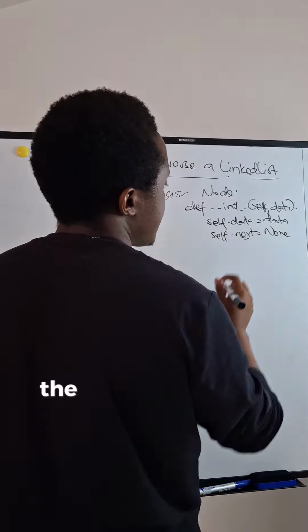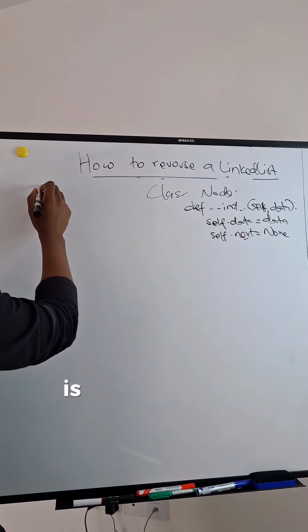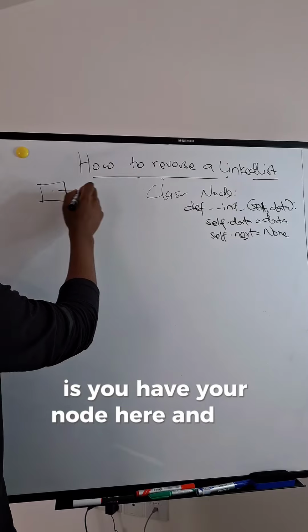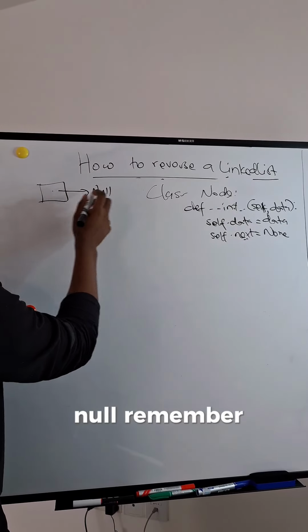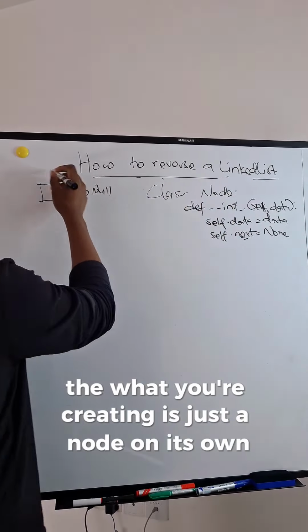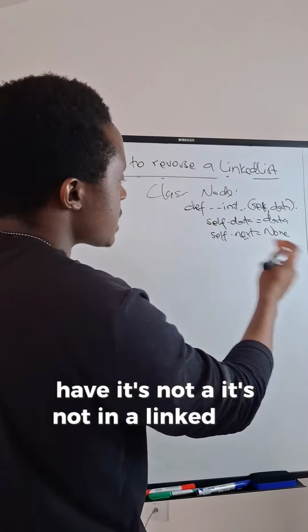So remember, the next node points to None. What this means basically is you have your node here, and the pointer to this is null. Remember, what you're creating is just a node on its own, so it's not in a linked list already.